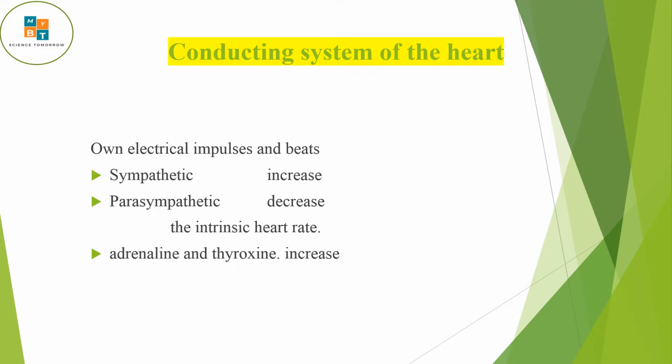sometimes it is controlled. There's a control of this electrical activity: sympathetic activity will increase the heart rate, and parasympathetic activity will decrease this intrinsic heart rate. As we know, there's an intrinsic activity of the heart. The heart has an intrinsic heart rate. That means there's a normal heart rate, and with sympathetic activity it will increase, and it will decrease with parasympathetic activity. And also with hormones like adrenaline and thyroxine, the heart rate will be increased.